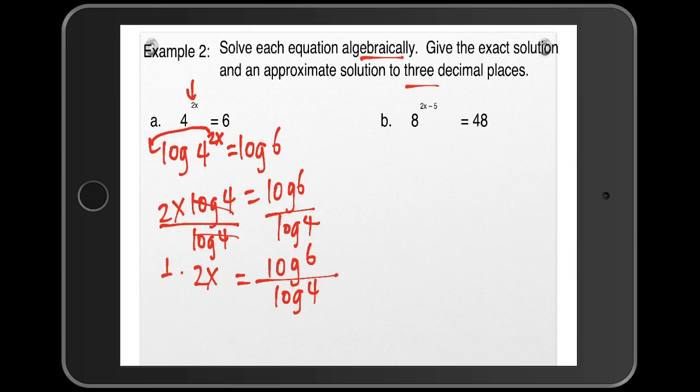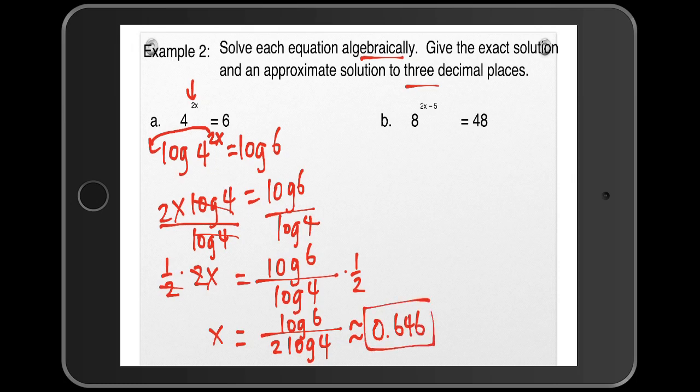And finally, to get rid of that 2, I'm going to multiply both sides by 1/2. And that will cancel out the 2 next to the x. So I have x equals log of 6 over 2 times log of 4. And if you input that into a regular scientific calculator, you should have the answer 0.646, and that would be the final answer.